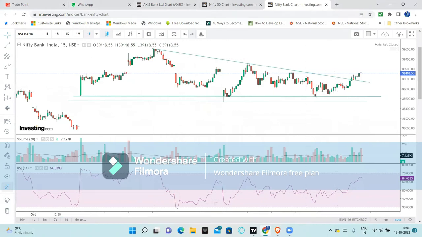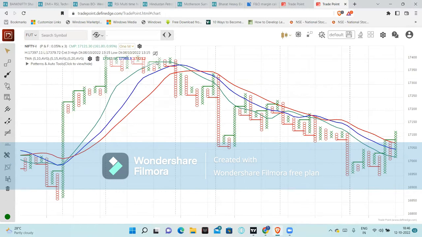This is the point and figure chart. What we can see is that for the first time we are seeing a double top, and for the first time we are seeing an anchor column follow through on this. So now this is the base we are talking about. This is the base.